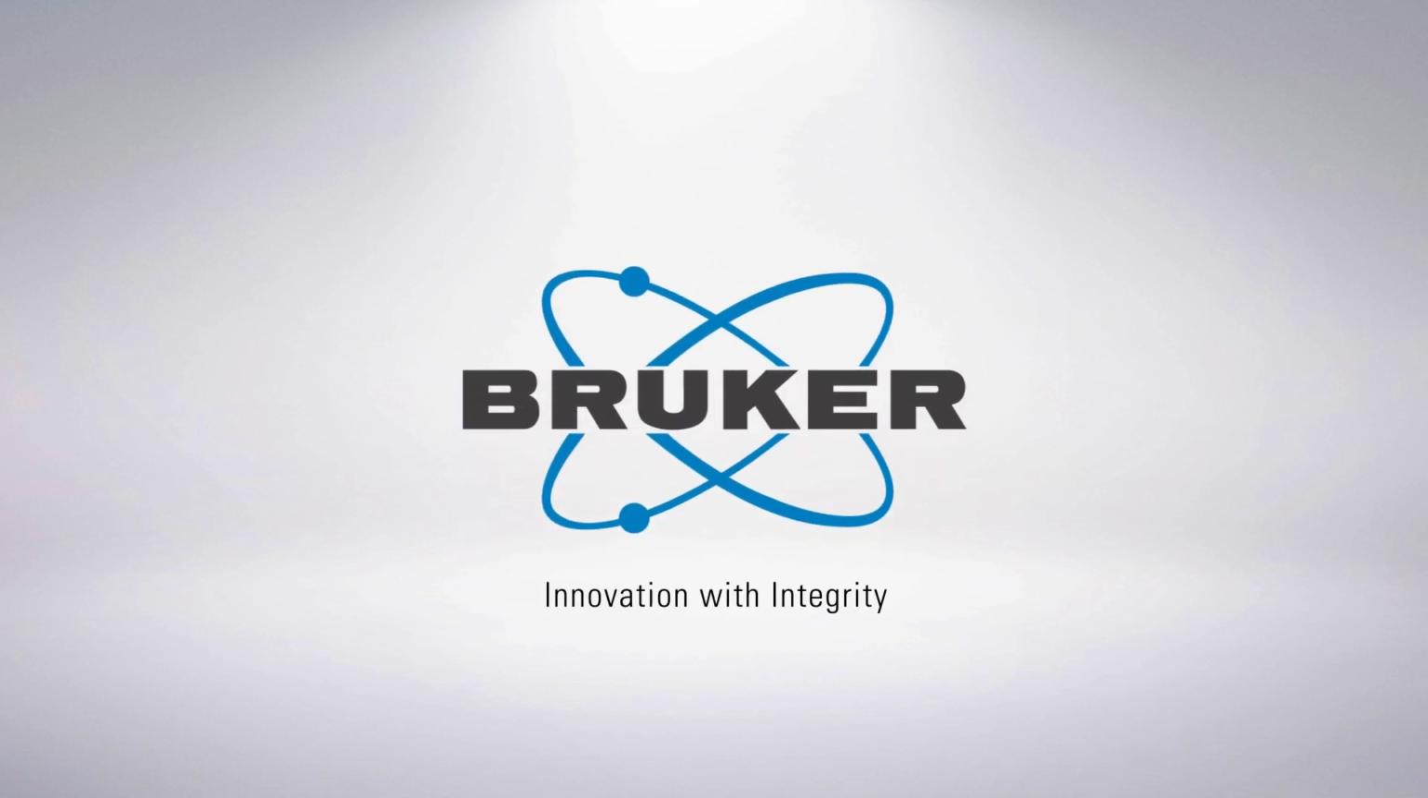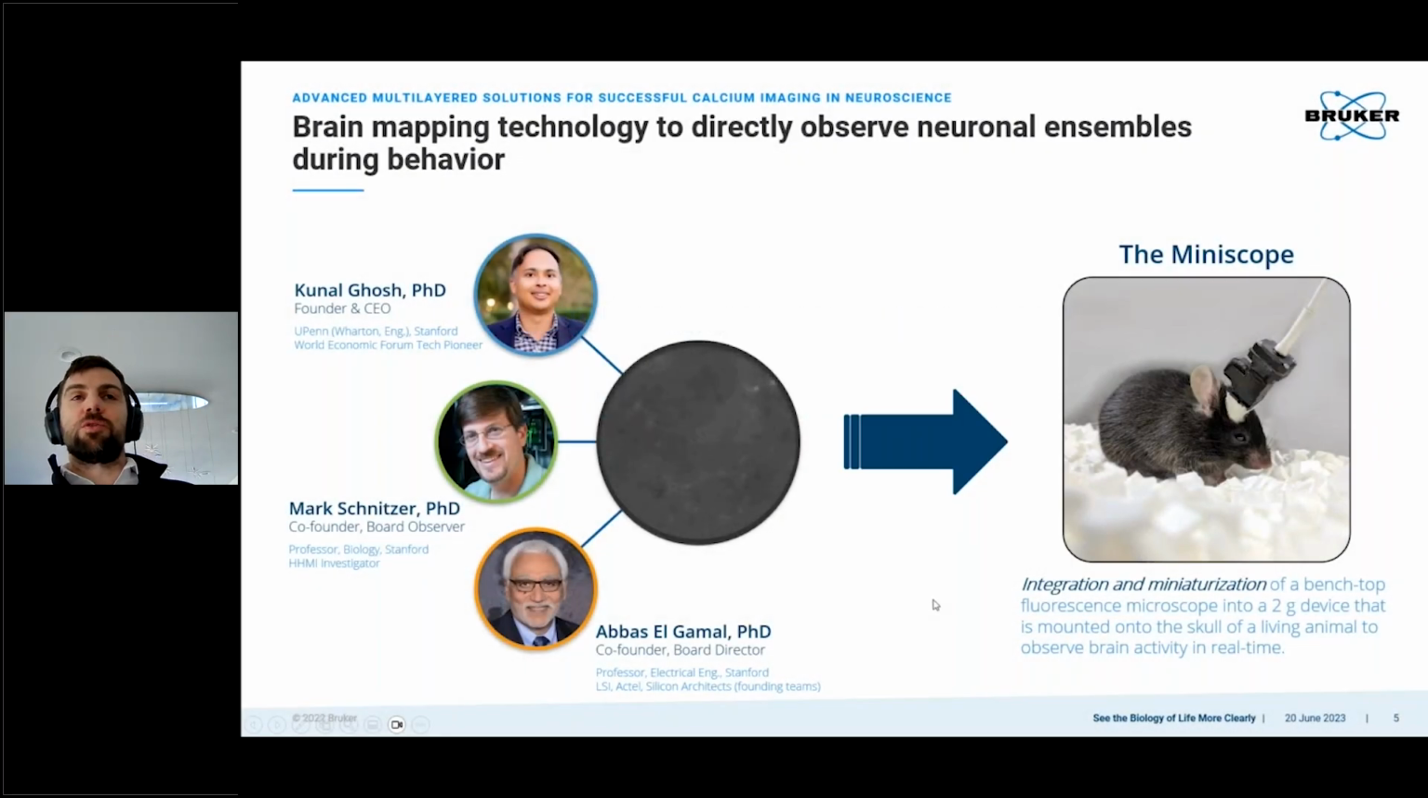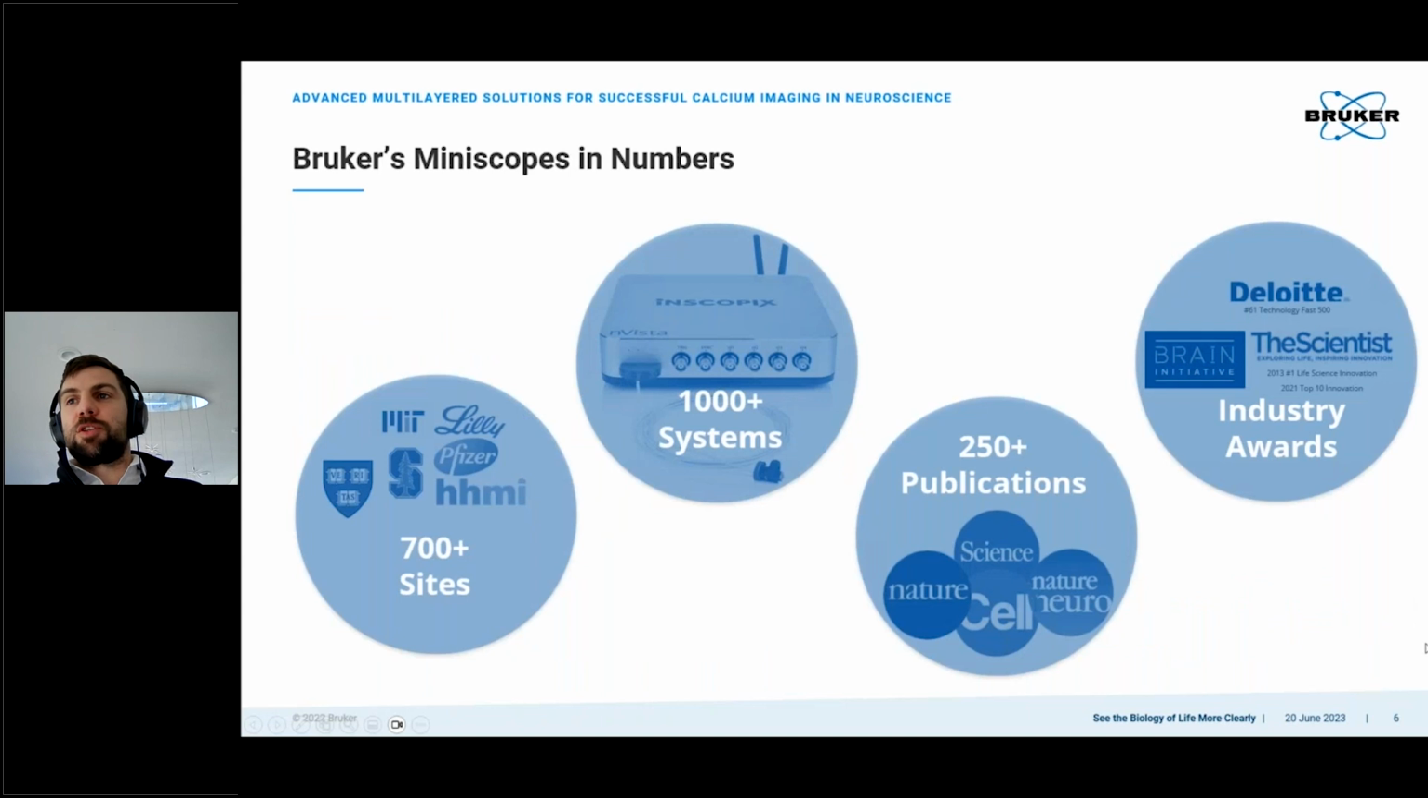First, I want to introduce our Miniscope technology. It's a miniature microscope developed by Kunal Ghosh, Mark Schnitzer, and Abbas Gamal, and it is used to perform calcium imaging while the animal is freely moving. Since its inception, it has had a wide development with over 1,000 systems in over 700 sites, and we now have over 200 publications and multiple industry awards. So it is now a very proven technology.